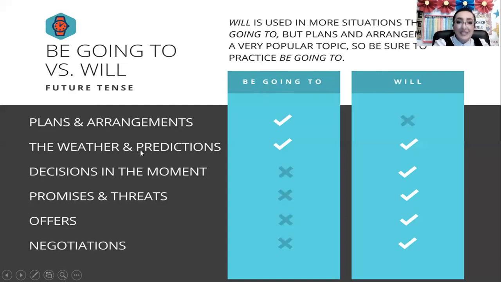The weather and predictions: if you have the evidence, going to. If you don't have the evidence, it is will, okay? For decisions at the moment, you use will. For promises and threats, remember, will. For offers, will, and for negotiations, will. You use going to when you have something for sure, something with evidence, and will is for the rest of the things: something that you feel, that you believe, that you want to do, a quick decision, promises, offers. That's where you make use of will.